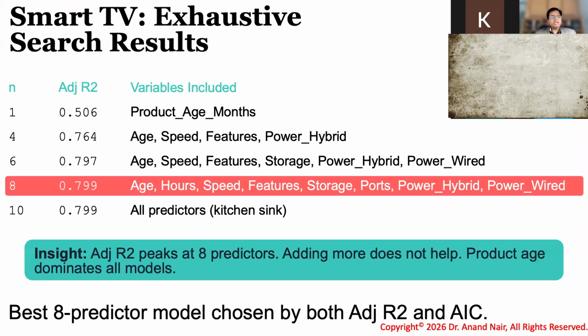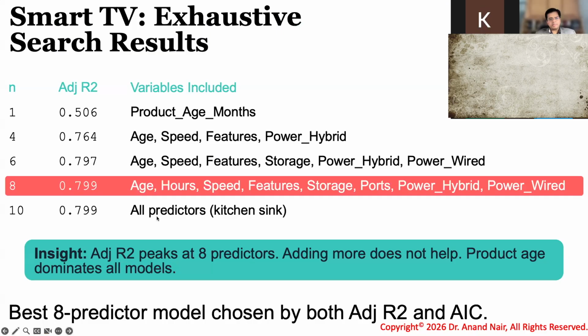In the case of exhaustive search for the smart TV example in the Python program, we go through the process and identify the best combination that results in the highest adjusted R-square, because after that adding more does not help us. It includes 8 variables. These are the 8 ones. So it peaks at 8 predictors. Adding more does not help, and fewer than that has lower adjusted R-square. So that was our best model. It also has the lowest AIC.